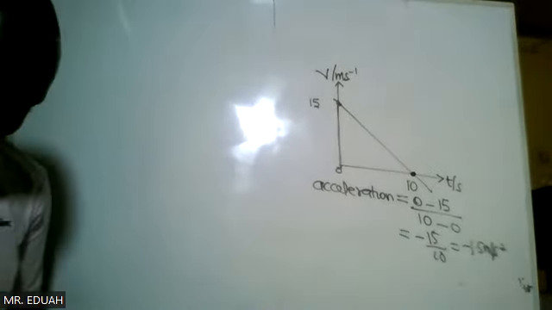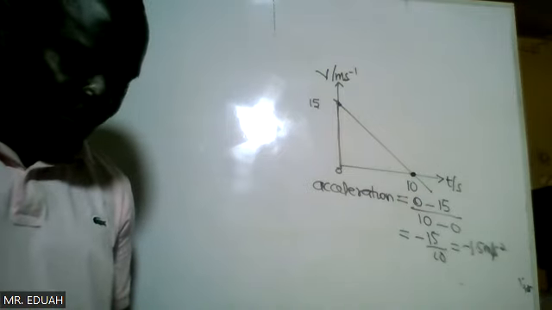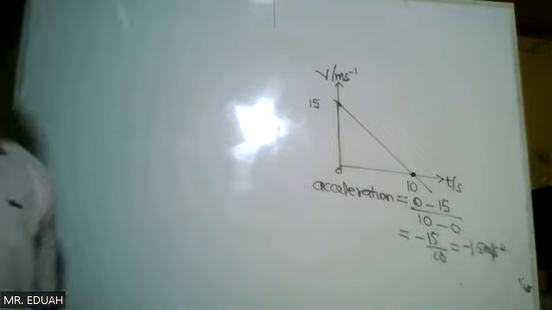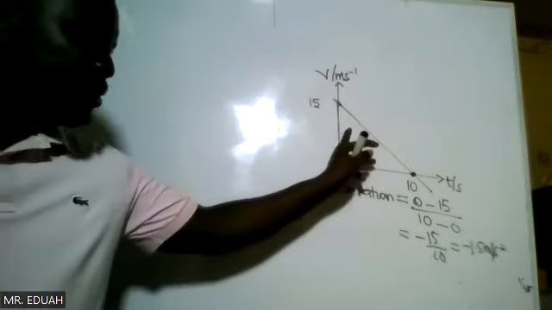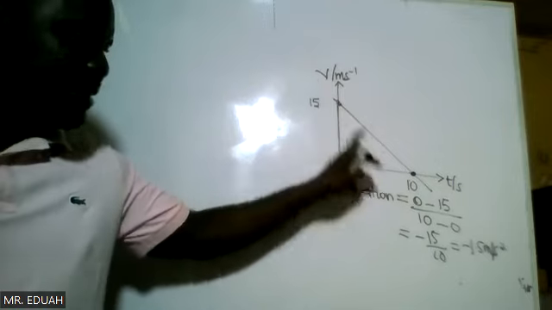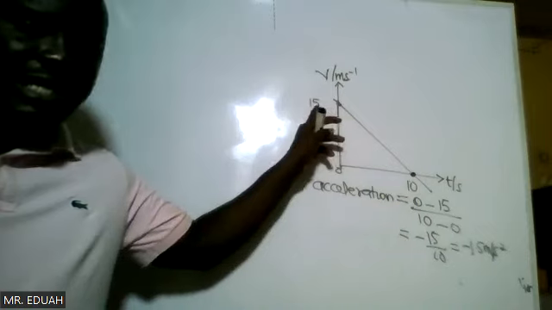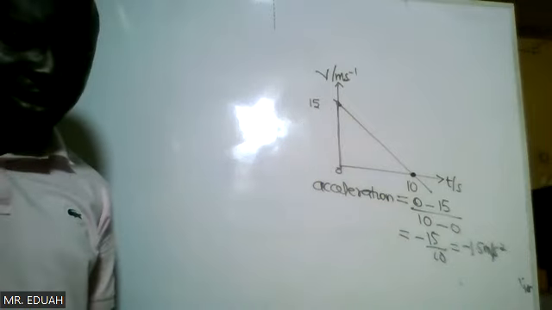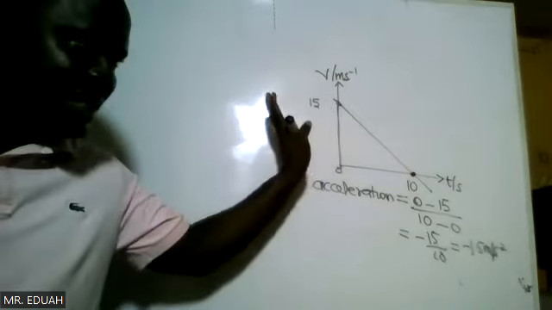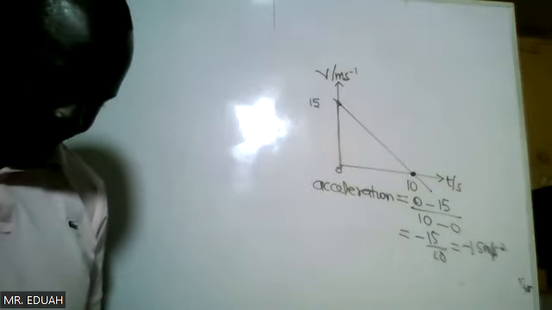The B part: the car has a constant speed of 7.5? No. This cannot have a constant speed because this is not a distance time graph. It's a velocity time graph. It must rather have a constant acceleration. It cannot have a constant speed. So B is also out.